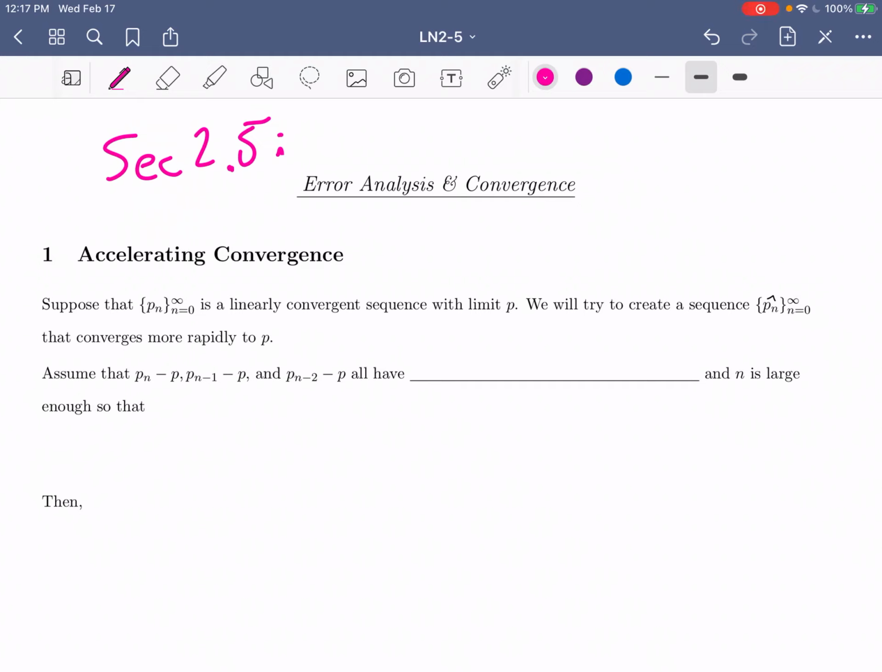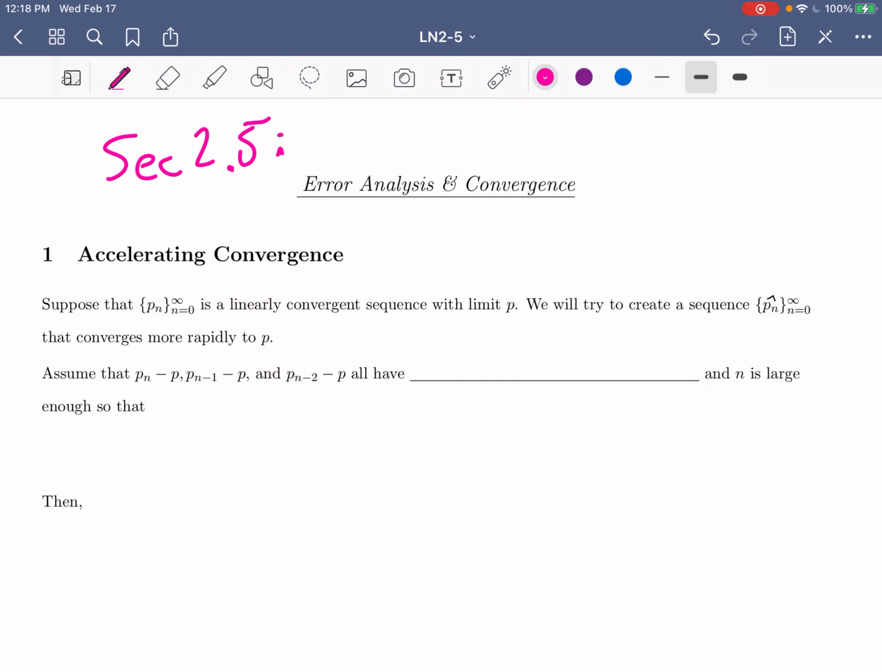In this video, we're going to take a look at trying to accelerate convergence of sequences. So we're going to start with taking a look at a sequence. Let's say we have some sequence, p sub n, and that sequence is linearly convergent, right? So the rate at which it converges is a linear rate of convergence, and it converges to a limit of p. We're going to try to create a second sequence built upon this first sequence. And this second sequence, we want it to converge more rapidly to this value p.